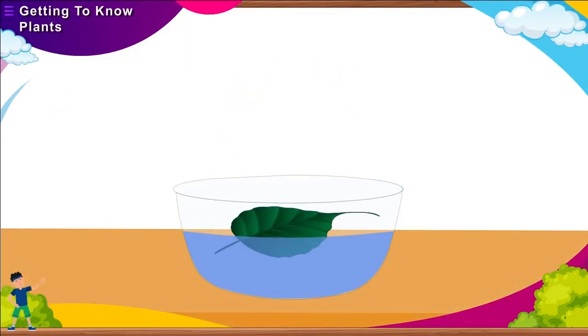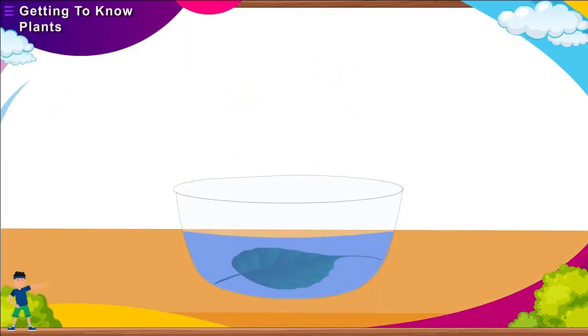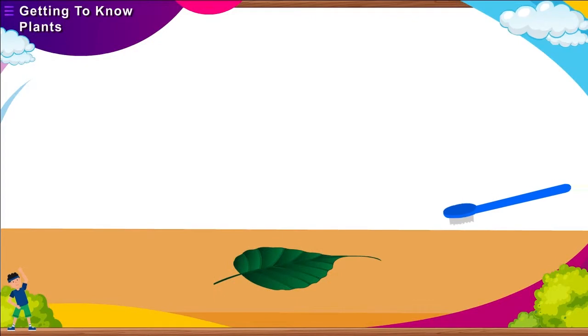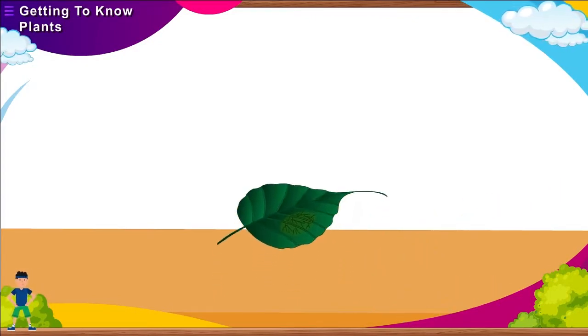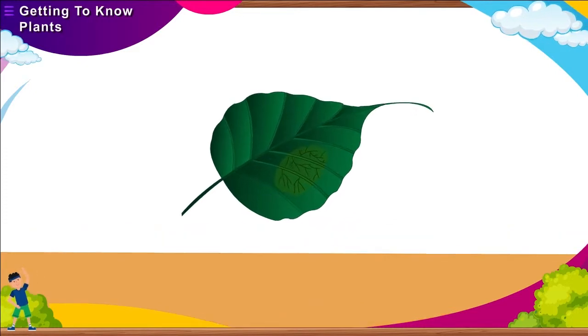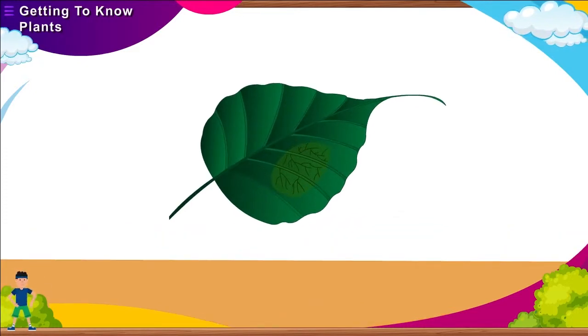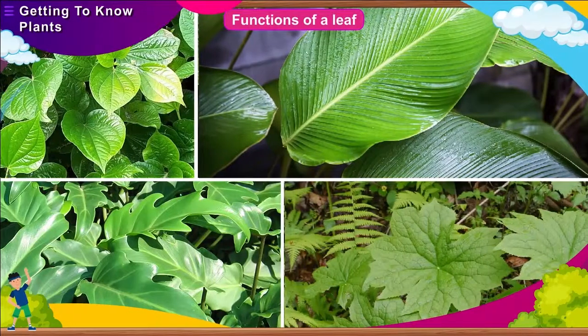Take a leaf from the peepal tree. Soak it in water for about a week. Change the water every alternate day. After a week, scrub the lamina softly with an old toothbrush or finger. A fine network of veins and veinlets can be seen. Their arrangement forms reticulate venation.